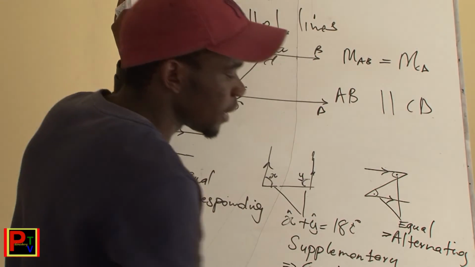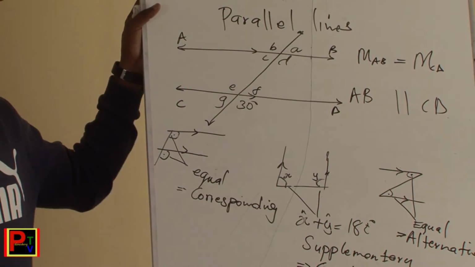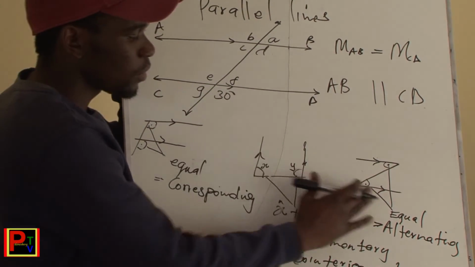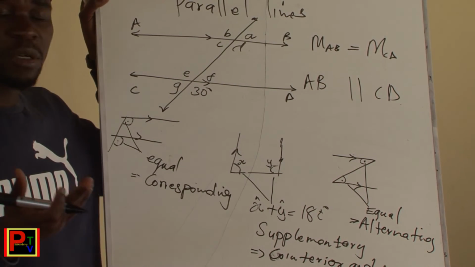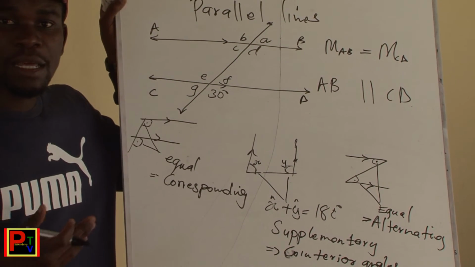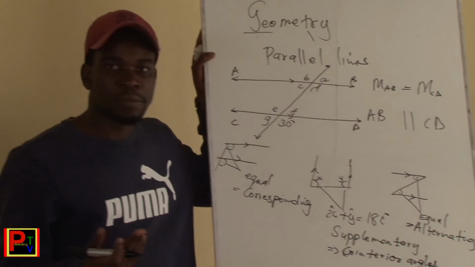So, alternating angles are equal. Now, with this, we can formulate a mnemonic, something that you will remember. Once you come across parallel lines, it will be easy for you to recall.